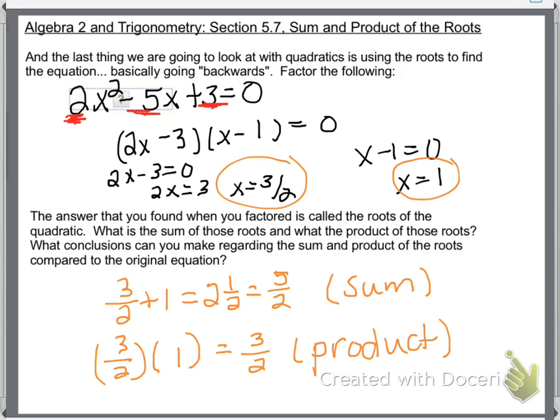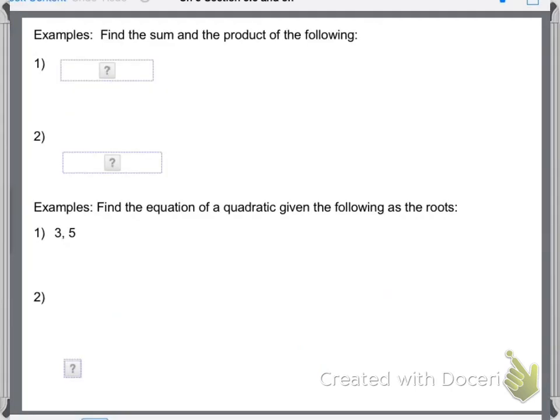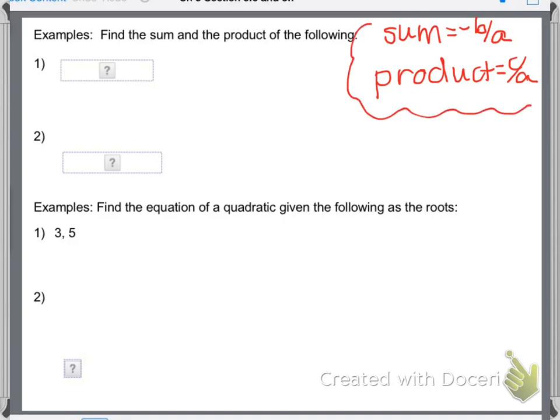So what conclusions can we come up with? The sum is equal to the opposite of the b term divided by a, and the product is equal to the c term divided by a. You need to memorize these. Now, you can always find the roots and add them up or multiply them to actually find the answers, but you're going to see in a little while there's a couple of examples where we actually need to know these formulas to solve the problem.